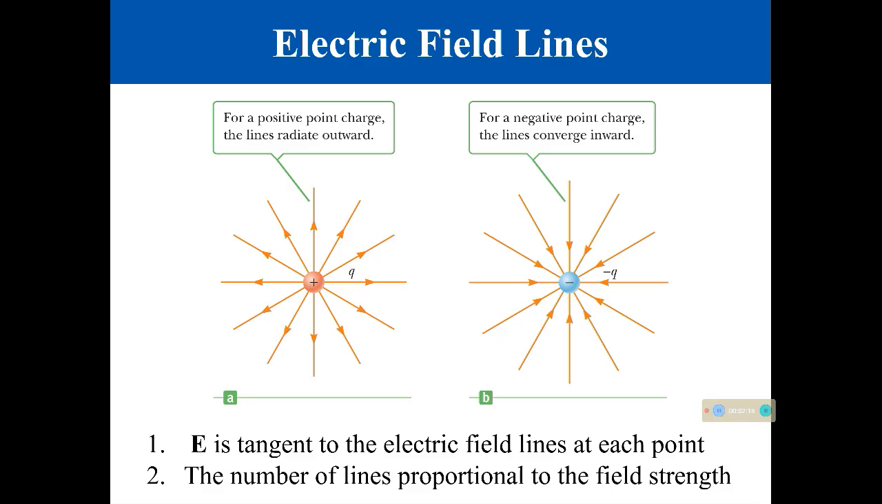Number 2, the number of lines is proportional to the field strength. So if, like in this particular case, you have the same amount of positive Q as you do negative Q, simply put, you want to draw the same number of lines leaving the positive as going into the negative.